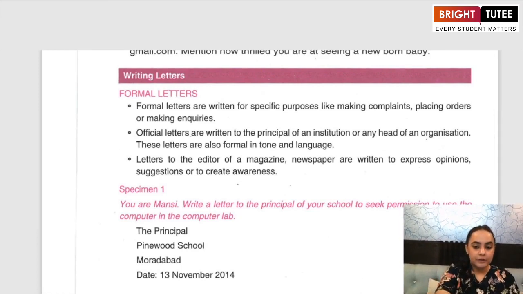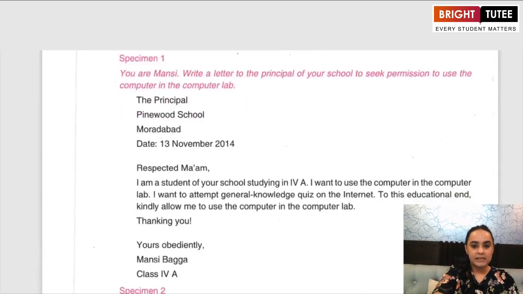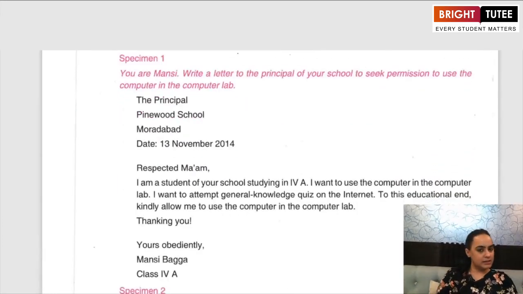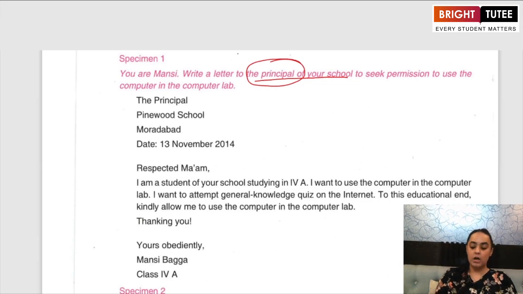Now, the first type of formal letter, as you can see, is you are Mansi. You have to write a letter to the principal of your school, to seek permission to use the computer in the computer lab. So, you want to use the computer in the computer lab, and that is why you need permission from your school principal. Now, what is the format of writing a letter?